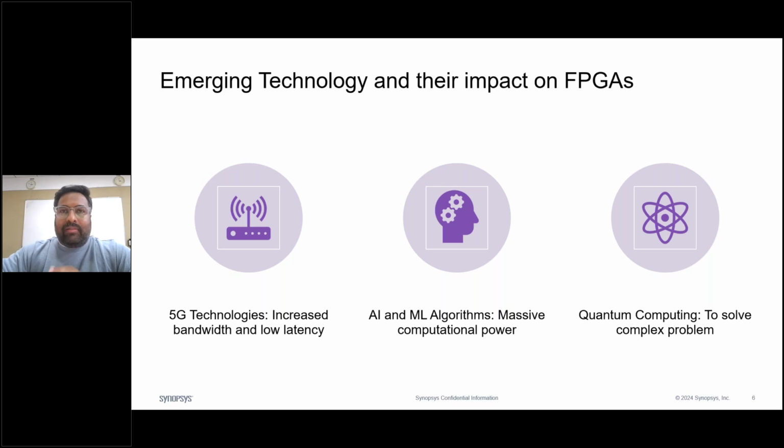Being reprogrammable and working at very high speed, FPGAs are best suited for developing our 5G technologies.